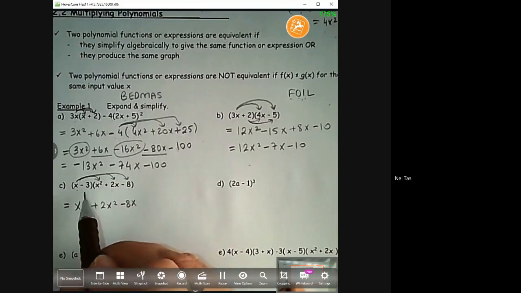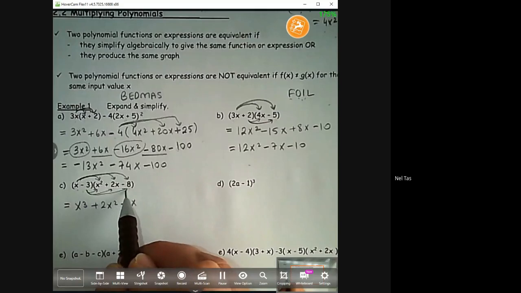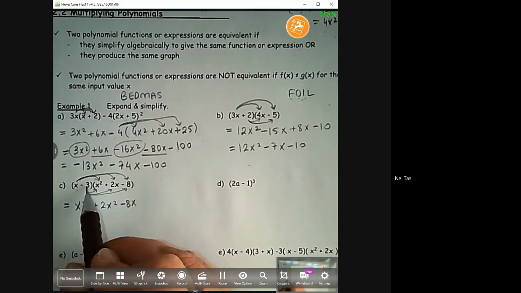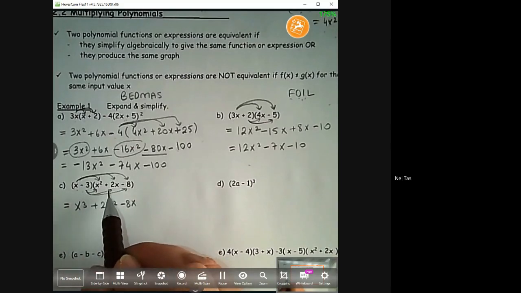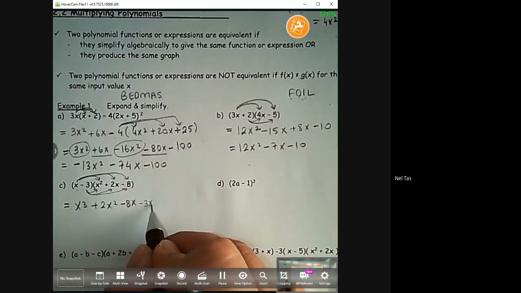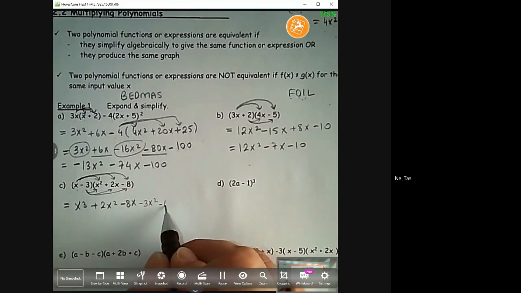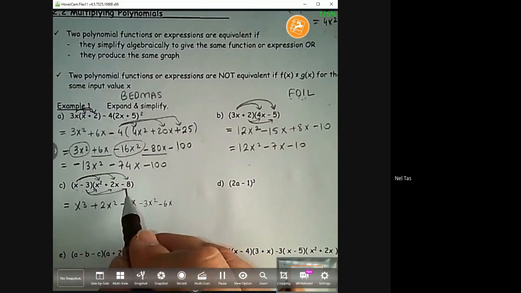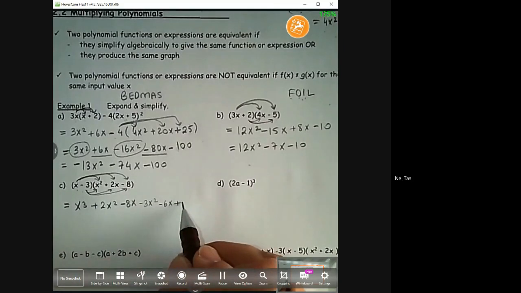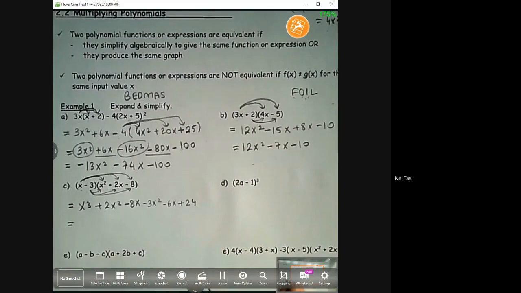Then we take the second term from the first bracket and multiply every term in the second bracket by that. So negative 3 times x squared, negative 3x squared, negative 3 times 2x, negative 6x, negative 3 times negative 8, positive 24. So now we collect the like terms.